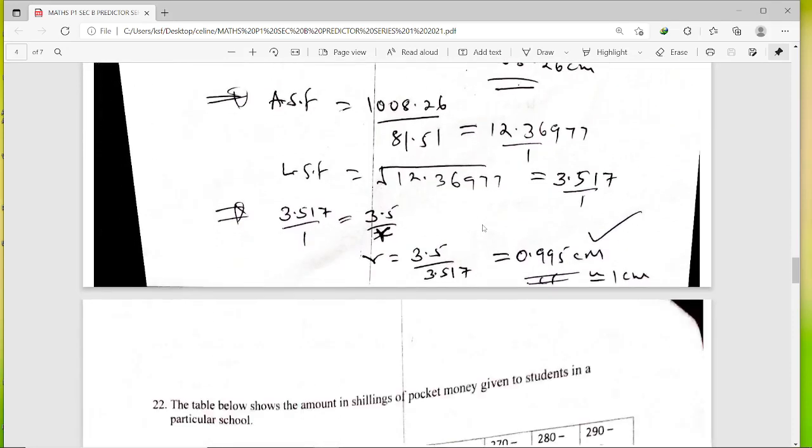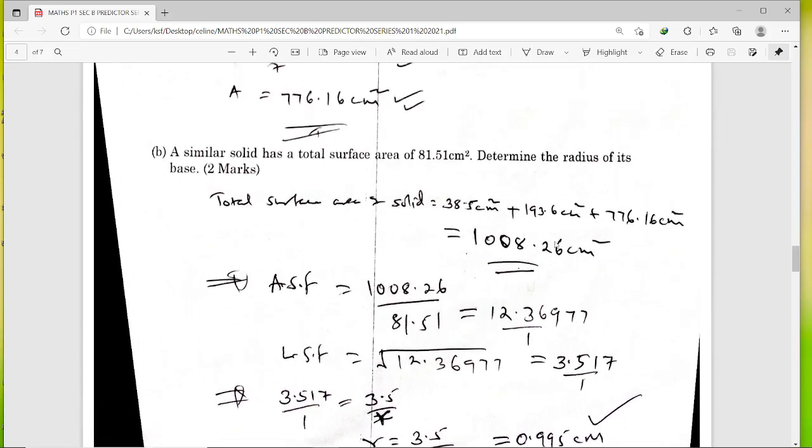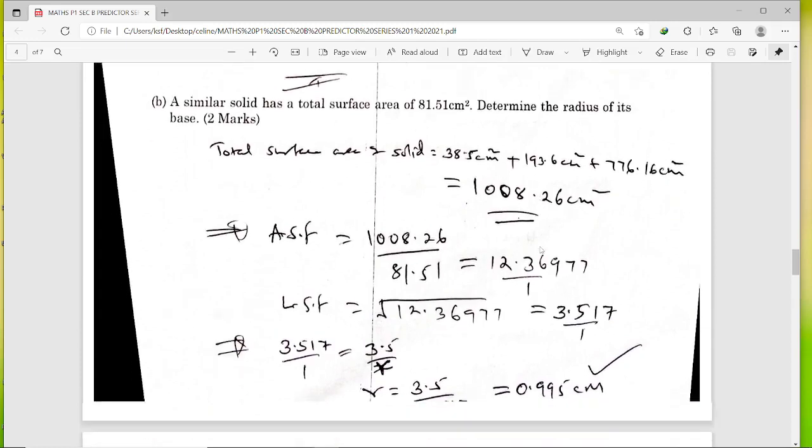That is the smaller solid, that is R. So that means if I make R the subject, R times 3.175 equals 3.5. So R equals 3.5 over 3.517, which is 0.995 centimeters, approximately equal to 1 centimeter. That is the radius of the base of this similar solid, which is the smaller solid.